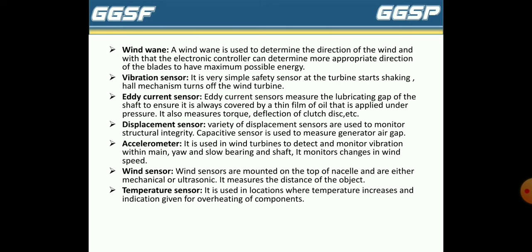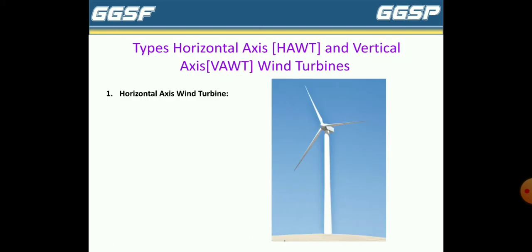It is used in wind turbine to detect and monitor vibration within main yaw and slow bearing and shaft. It monitors changes in wind speed. Wind sensor. Sensors are mounted on the top of the nacelle and either mechanical or ultrasonic. It measures the distance of the object. Temperature sensor. It is used in locations where temperature increases and indication given for overheating of components.